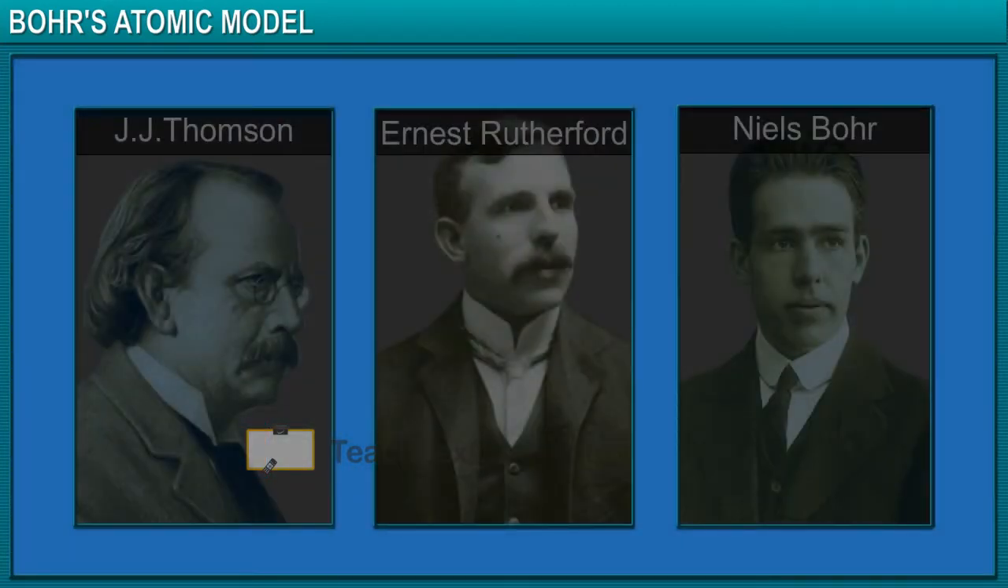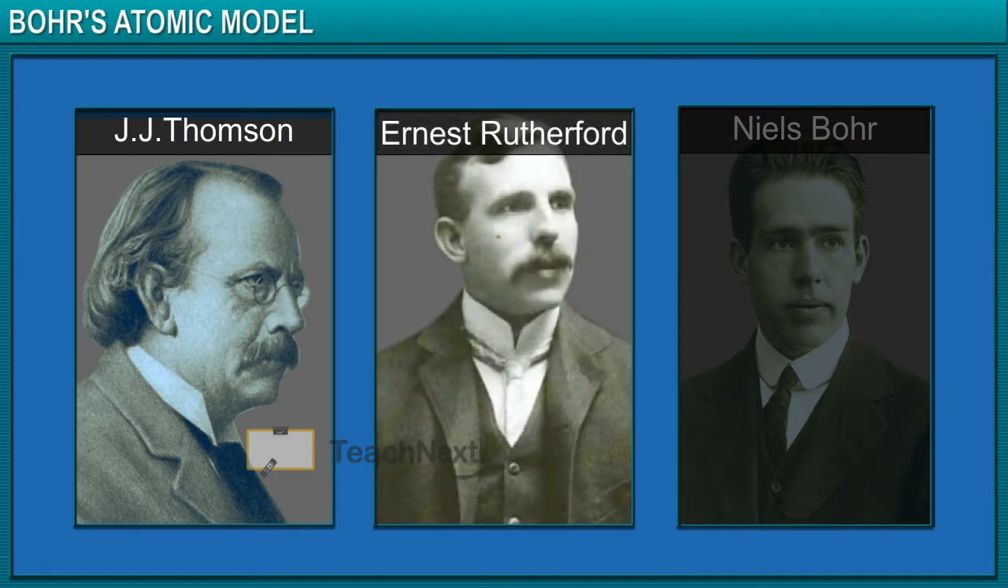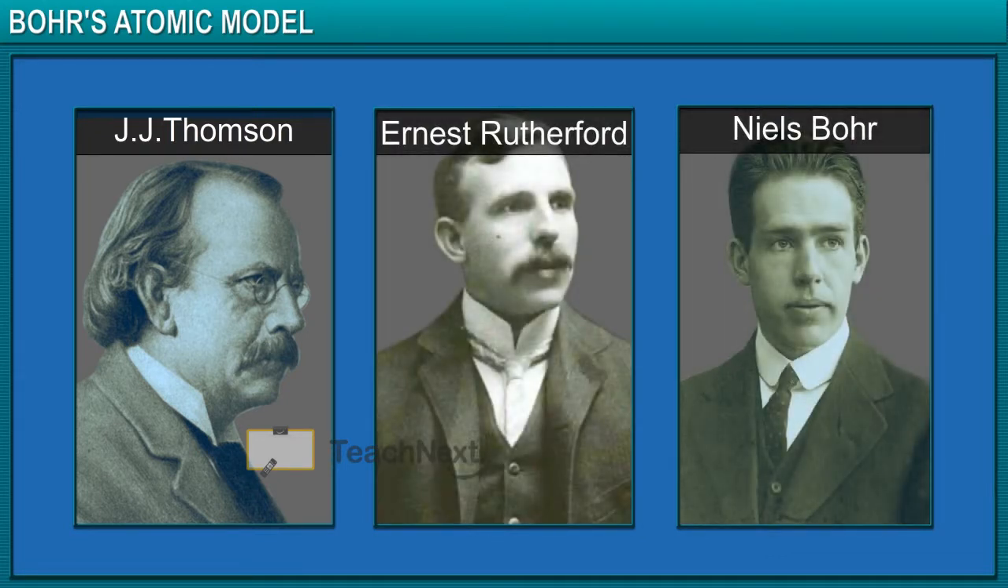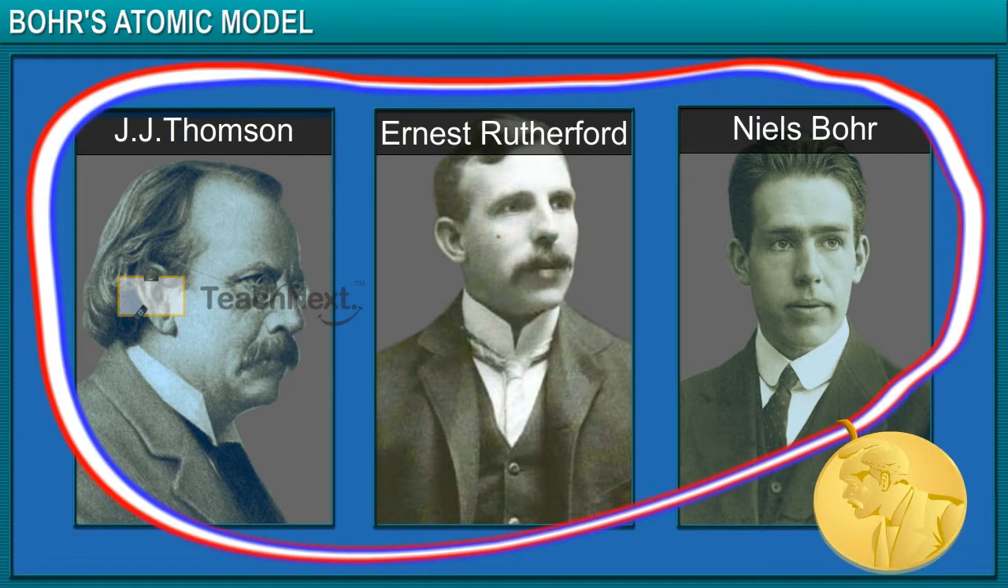Despite the limitations of their atomic models, the work of Thomson, Rutherford, and Bohr is considered path-breaking. All three scientists received Nobel Prizes for their theories. As a result, these three atomic models are the foundation for our present-day understanding of the structure of an atom.